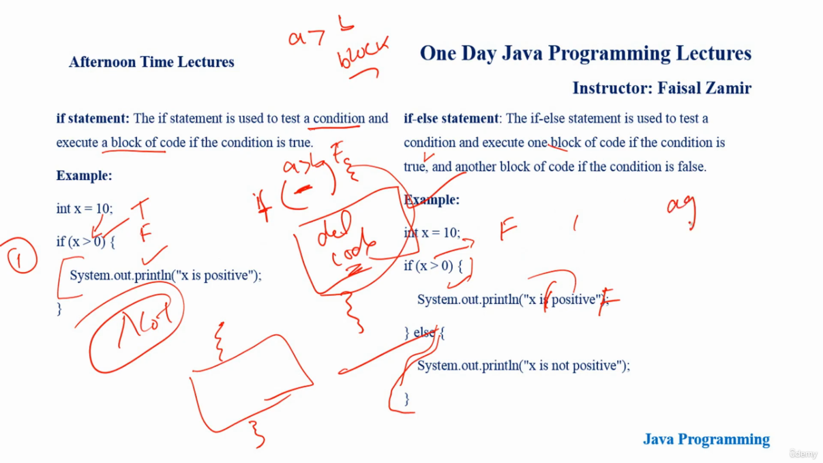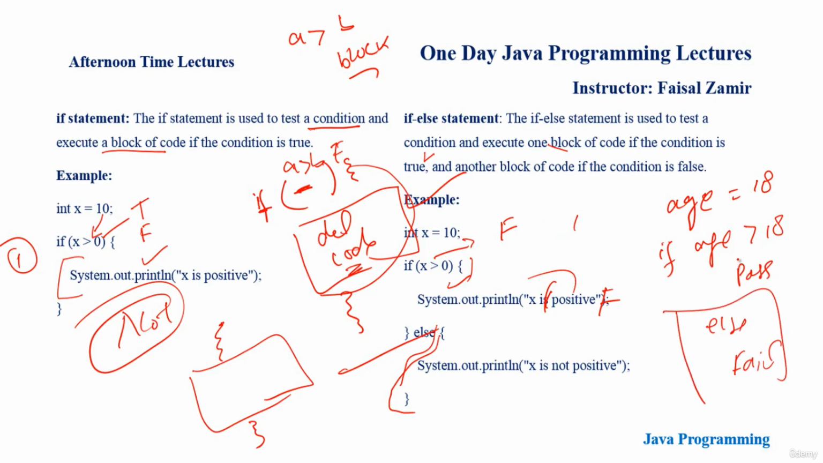For example, the age value is 18. I want to make a condition that if age is greater than 18, then this message should display, for example, pass. Otherwise, in the else part, you have to display the message fail. So an error message will show to the user in the case of an if else statement. But in the case of an if statement, only one statement will be displayed when the condition is true. Otherwise, nothing is displayed to the user. So these are different examples to clear your concept about the if statement and if else statement.